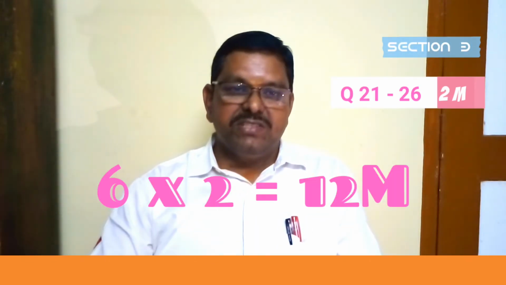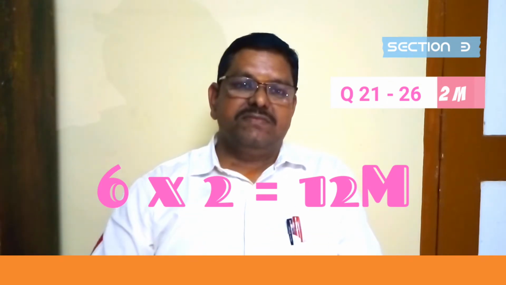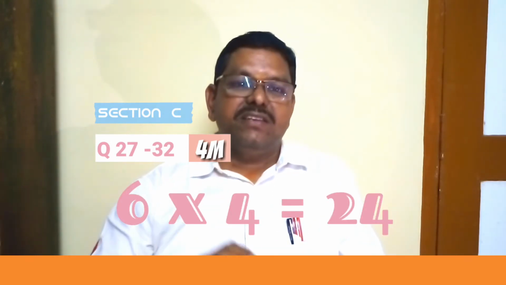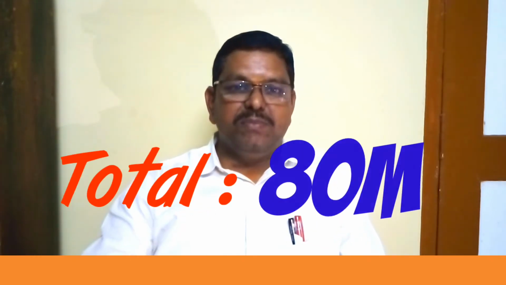Section B is with a total of 6 questions, each carrying 2 marks, and section C is with a total of 6 questions, each carrying 4 marks, whereas section D is with a total of 4 questions, each carrying 6 marks, altogether 80 marks.